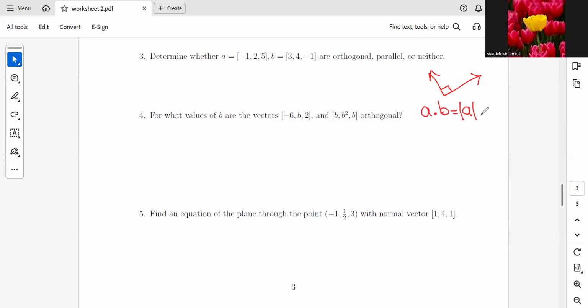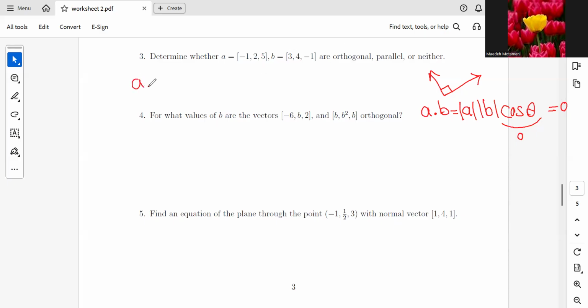we have length of A, length of B, these cannot be 0 because we should have two vectors. But this part, cosine of theta, if theta is 90, would be 0, and the answer would be 0. If we find the dot product of two different vectors and the answer for that is 0, we can conclude that these vectors are orthogonal.